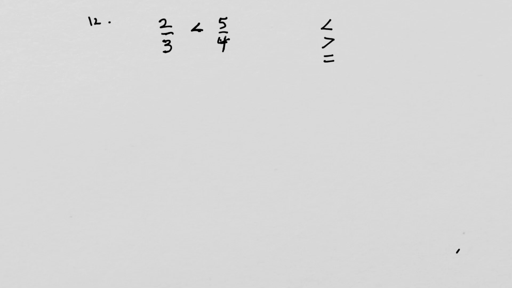But as a general way to solve this question, just in case it's not this easy, you will have to cross multiply. 2 times 4 is 8. 3 times 5 is 15. You will compare the 8 and 15. Since 8 is less than 15, it means 2 over 3 is less than 5 over 4.